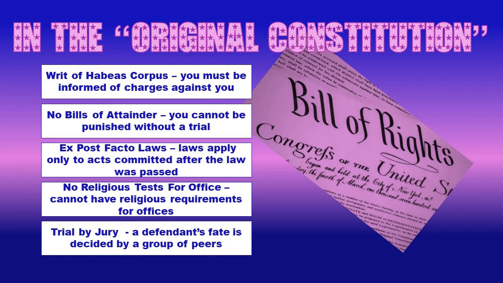Also, the third one here, these are all in Article 1. These are limits on Congress. Congress cannot pass ex post facto law. An ex post facto law would allow the state to punish people for acts that occurred before the law was passed. So, like Congress can't define something as illegal today and then go back and punish people who were doing that same act a month ago.